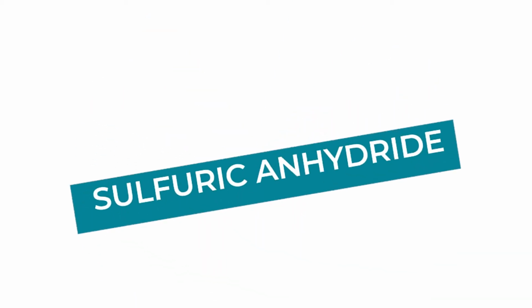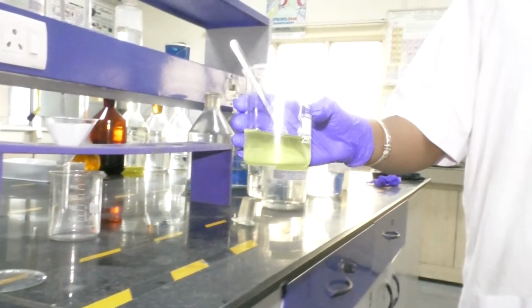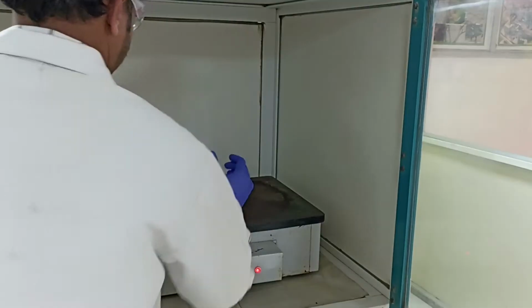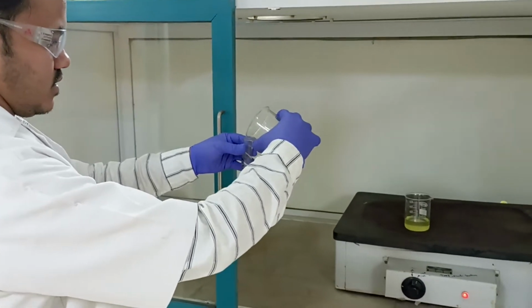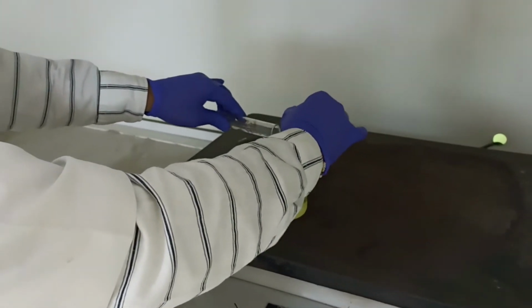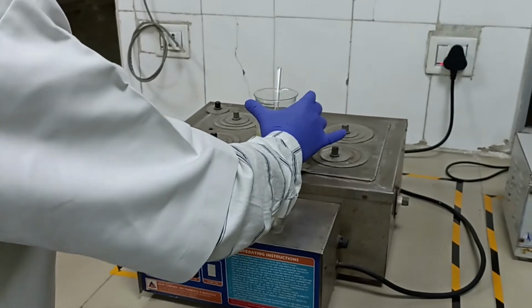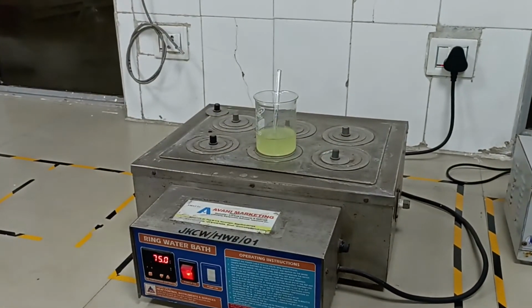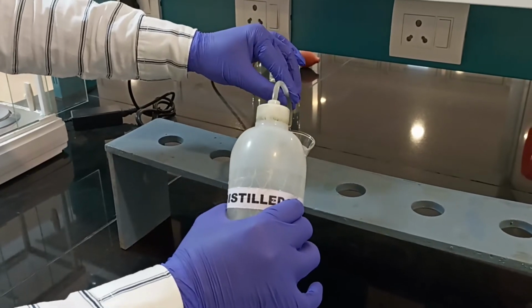Sulfuric anhydride. To determine the percentage of sulfuric anhydride, take the reserved filtrate of insoluble residue. Boil for a few minutes and add 10 ml barium chloride slowly from the edges of the beaker. Digest the solution on a steam bath for 4 hours or overnight. Filter and wash with hot water till chloride free.